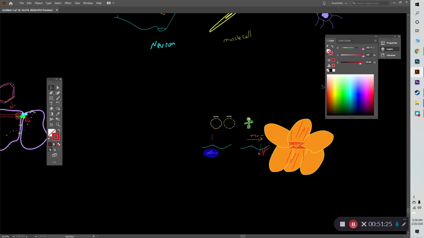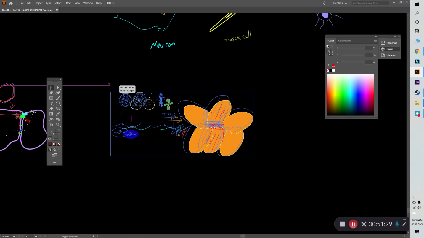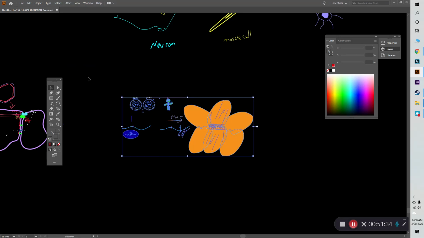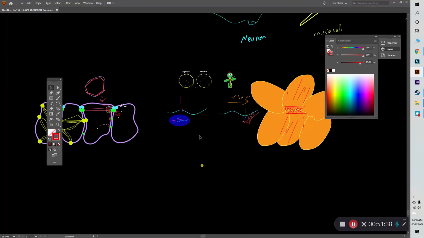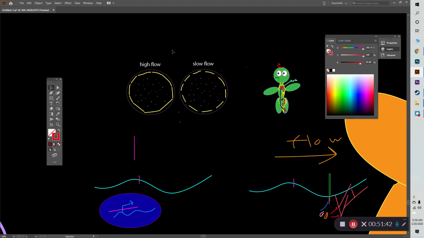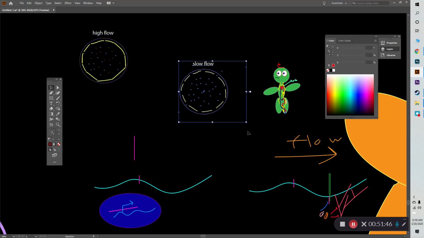So let's look at this real quick together right now, and then we'll move on to the next little part. Okay, so here we've got the high flow and the slow flow. Under high, and we'll flop these because I think that makes more sense, so under low flow, we have the ability for this stuff all to leak out.